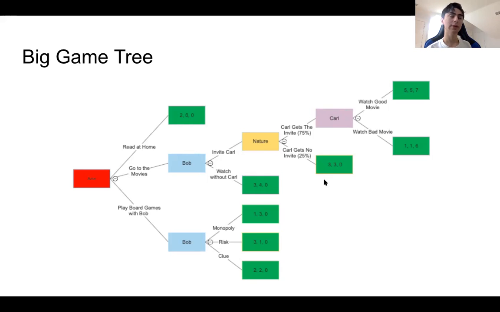ABC, very convenient. And Anne likes to read, Bob likes board games, and Carl prefers movies. So when we look at this, we're trying to decipher what they are going to do that day. So Anne can initially either choose to read by herself, go to the movies with friends, or play board games just with Bob. If she reads at home, that's that. If she chooses board games, then Bob gets to choose which board game they play. But if they go to the movies, then Bob can decide whether they are going to invite Carl or not invite Carl. If they don't invite Carl, then they just watch a standard movie.